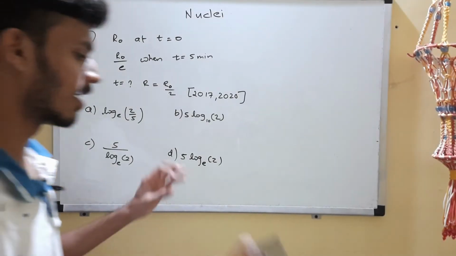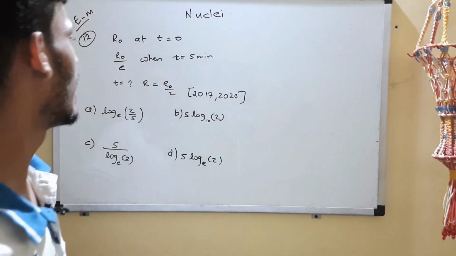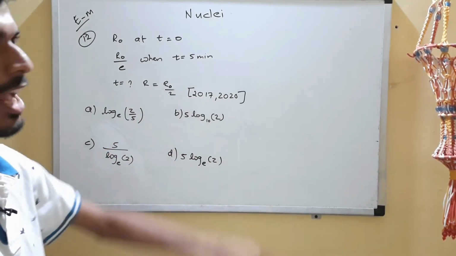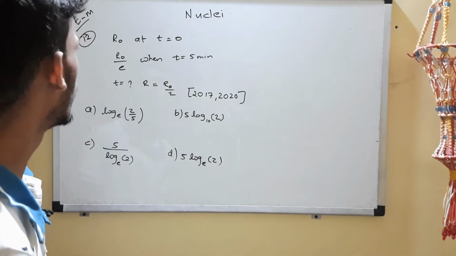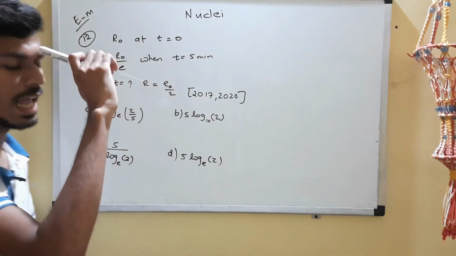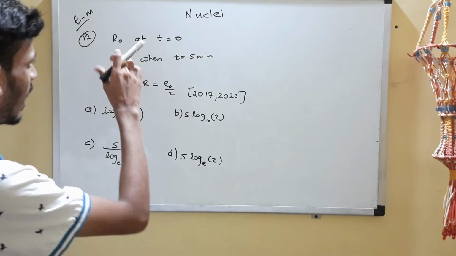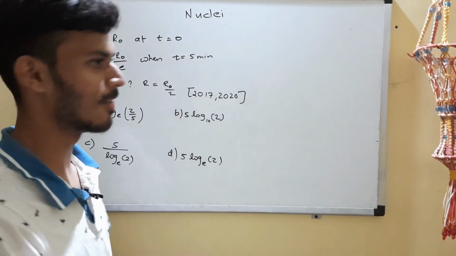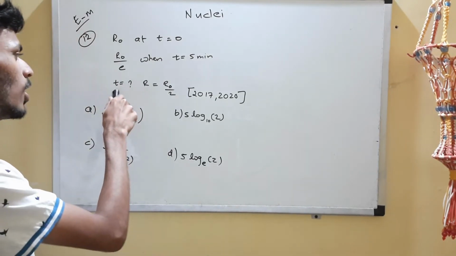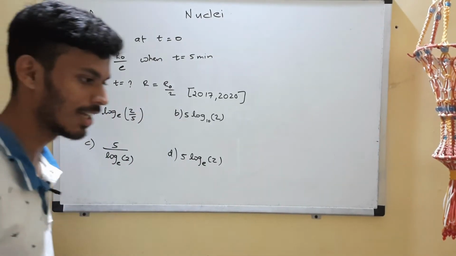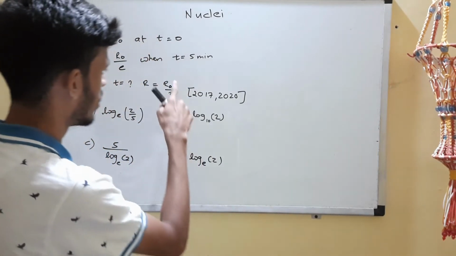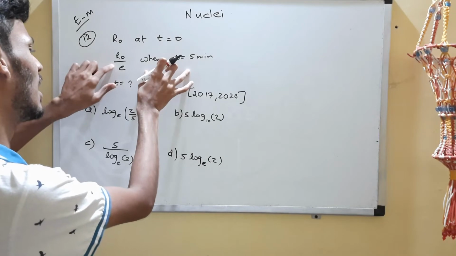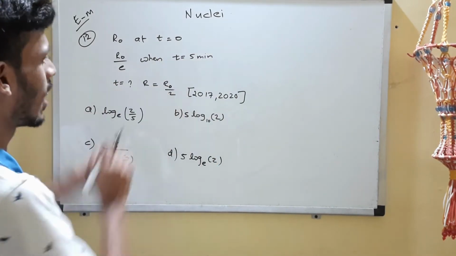Question 12 over here, the first from the easy to moderate category. You can see that this was the first question that is repeated in 2017 and 2020. Here you are told that the activity at t equals 0 is r0 and the activity reduces to r0 by e when time t equals 5 minutes. You are supposed to tell what is the time when the activity reduces to half of its initial value. It's actually very simple. You just use this data to find lambda, and from lambda you can find this.